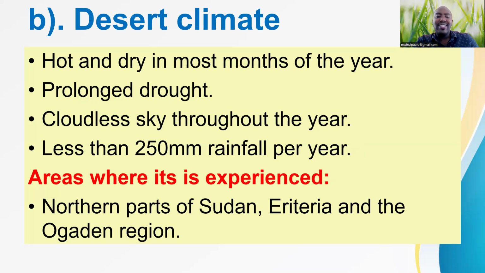Then the rainfall is less than 250 millimeters per year. In Eastern Africa, the northern parts of Sudan, Eritrea, and the Ogaden region are the main areas where the desert climatic region is experienced.